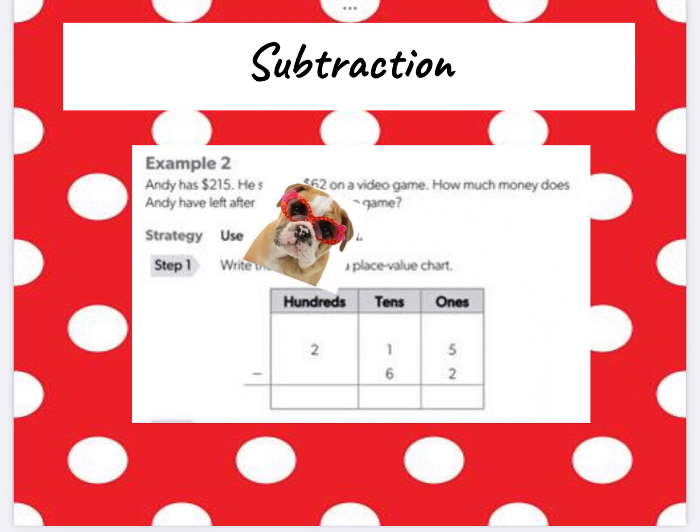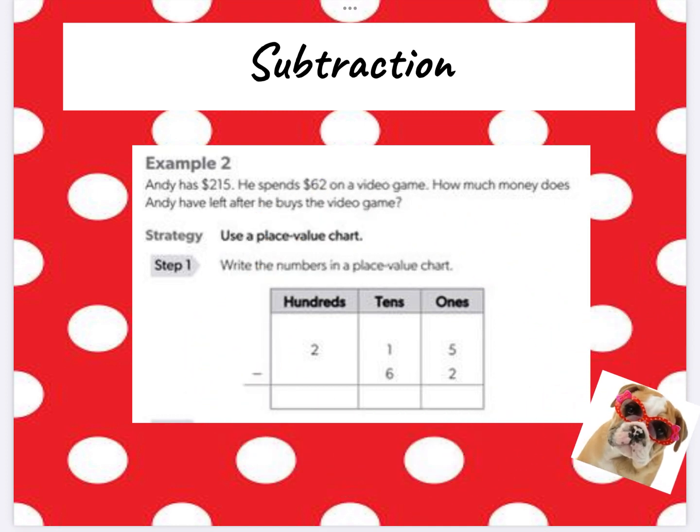So here we go with our place value chart. I'm going to show you what this looks like. So I have 215, count with me, 100, 200, 210, 211, 12, 13, 14, 15. I'm going to start, and I have 5 ones. Start with the ones. Remember, we're going to take 2 away, and I'm left with 5 minus 2, which is 3. Now I have 1 ten, but I'm trying to take 6 tens away.